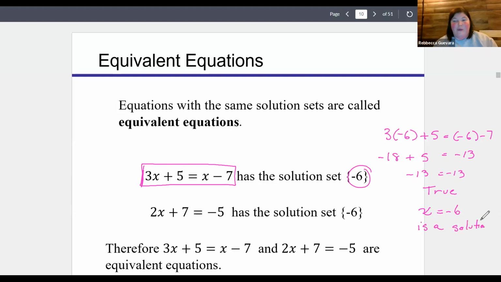Just to throw that in there, we're not going to check this every time. I'm just showing you again. So we do know that one is a solution. However, this is also a solution to this equation.